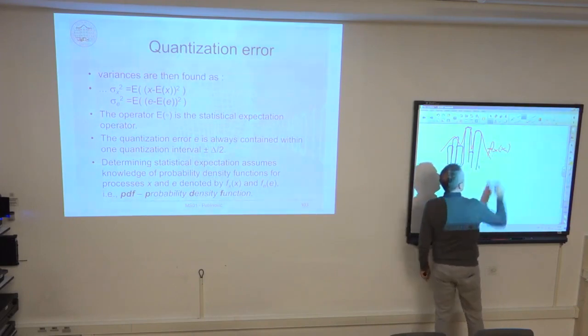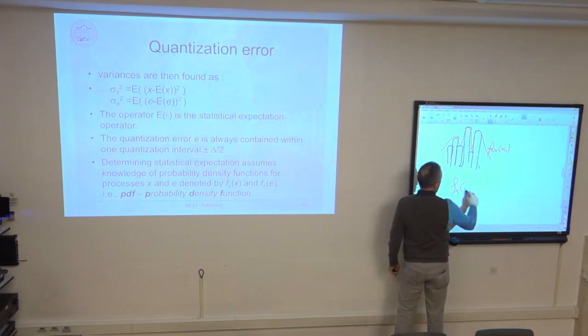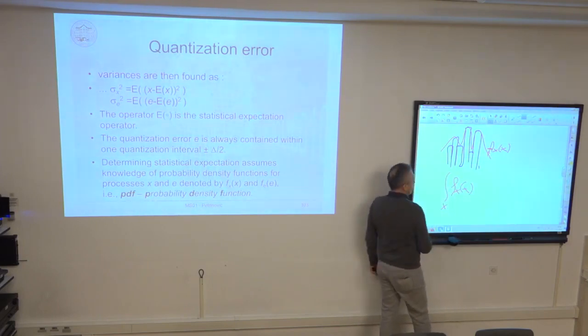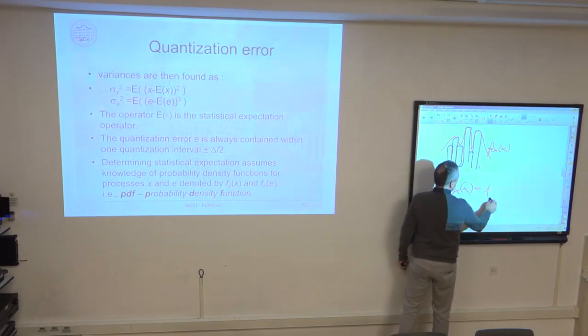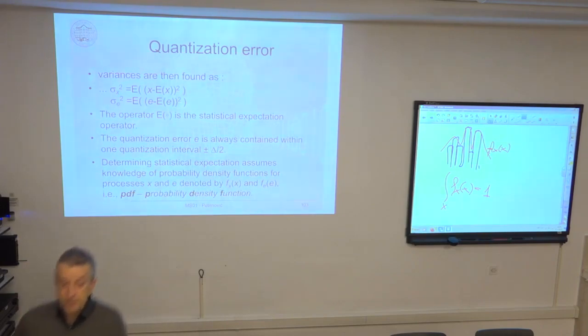And this function is a density function, which means that if I integrate this function for all x's, what I get is 1. I have 100% probability that a student is of any weight or height. So the total integral of the probability density function must be unity.